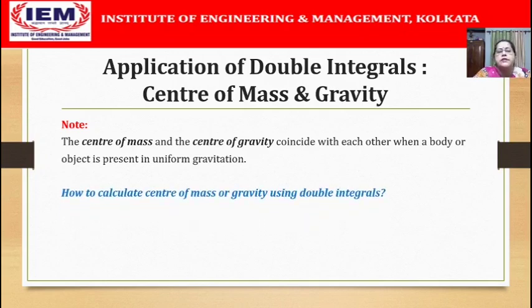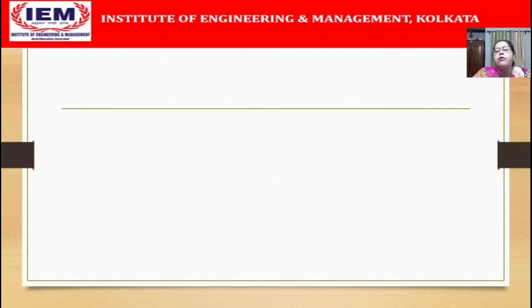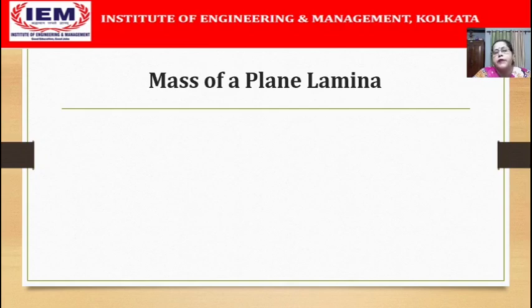Now, the next question is how to calculate the center of mass or gravity using double integrals. We will see that double integrals may be used to find center of mass or gravity of a plane lamina. However, if we want to find the center of mass or gravity of a solid, triple integrals will be needed. So that we can see later. At the moment, we will see the application of double integrals in finding center of mass or gravity of a plane lamina.